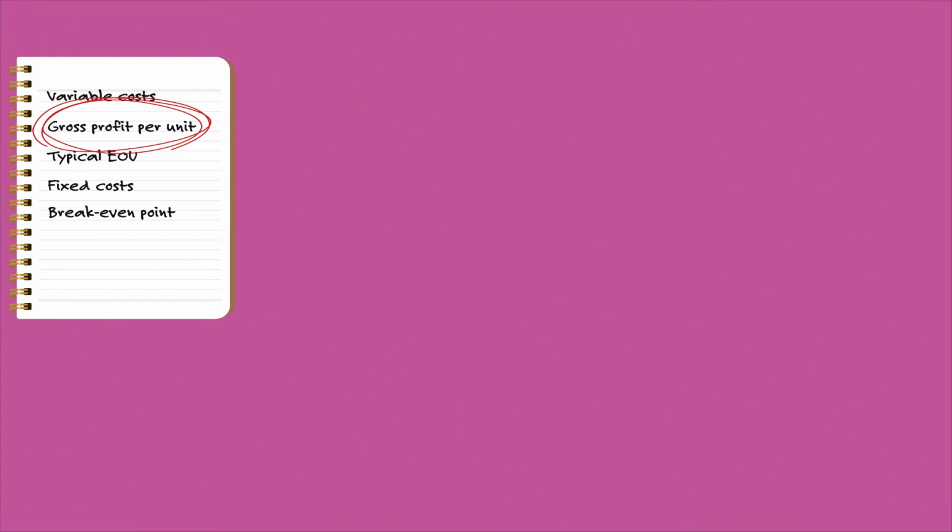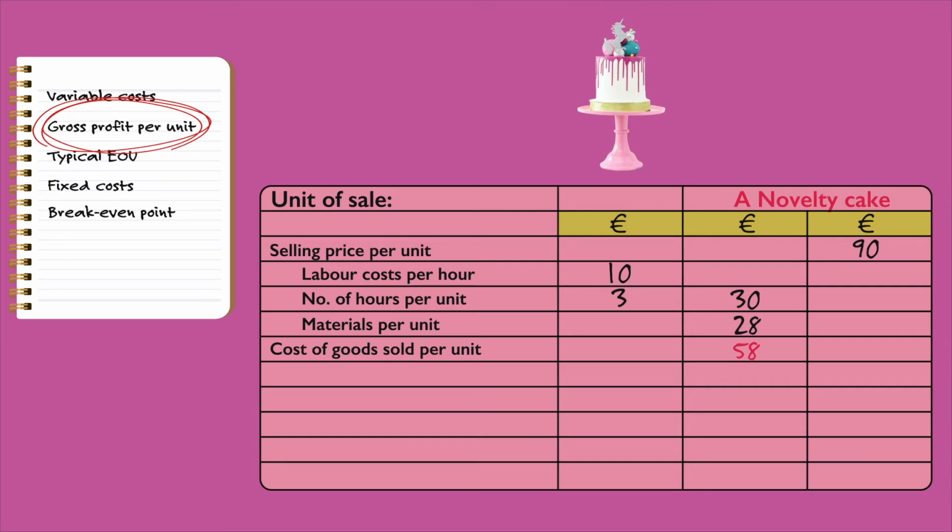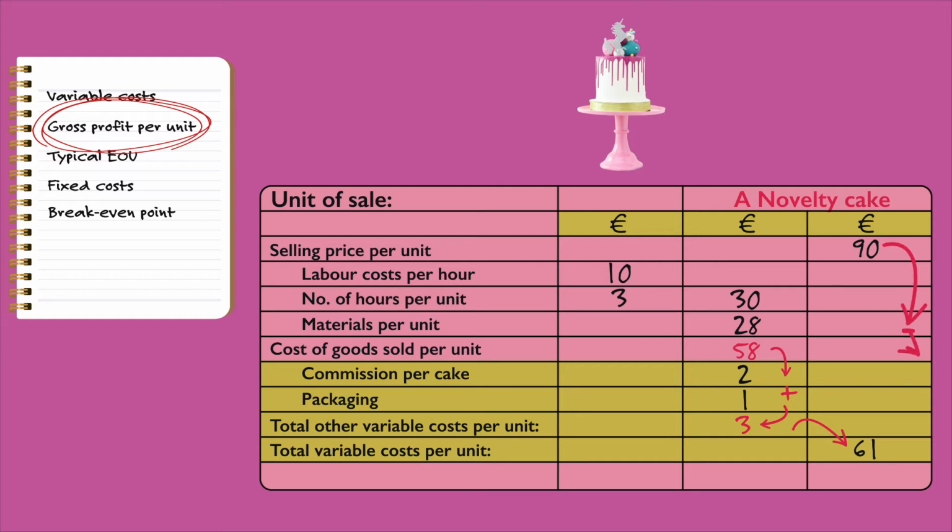Now, let's look at calculating gross profit per unit. We looked at this in session 7, but this time we will include more information in our table on variable costs. After you know your variable cost per unit of sale, you can calculate your gross profit. Subtract the cost of goods sold and other variable costs per unit of sale from your selling price per unit of sale.